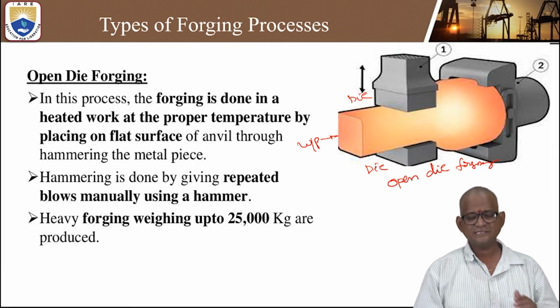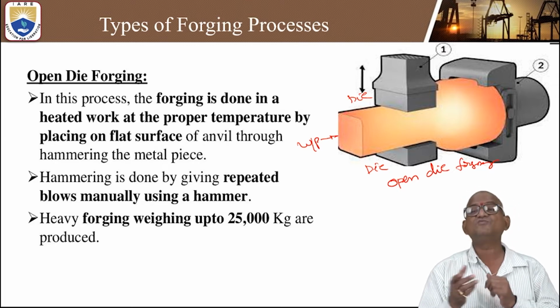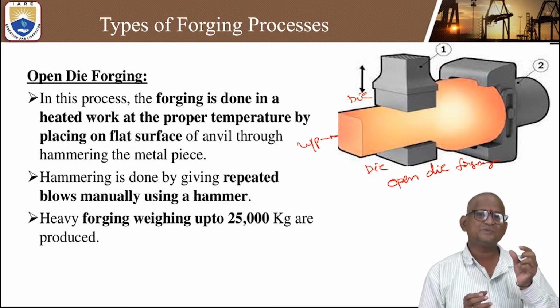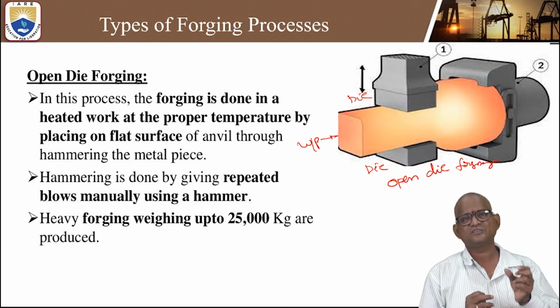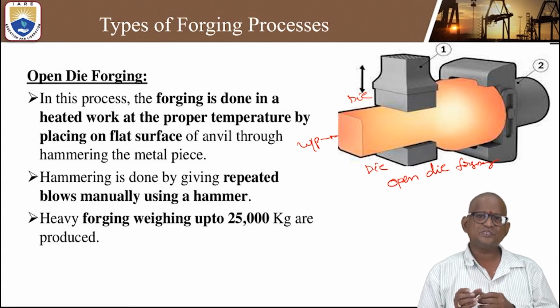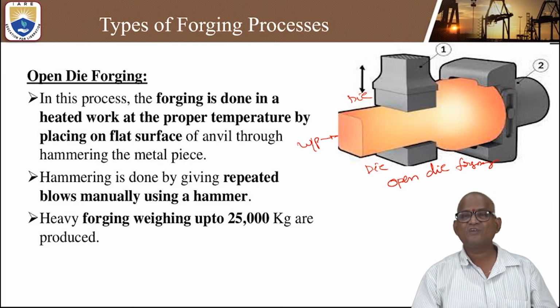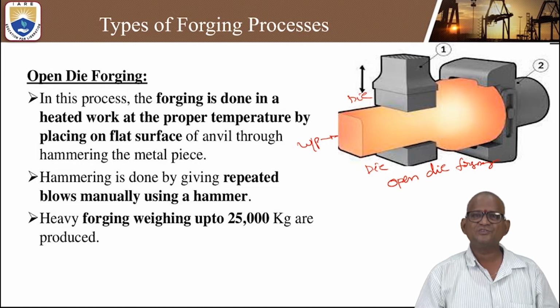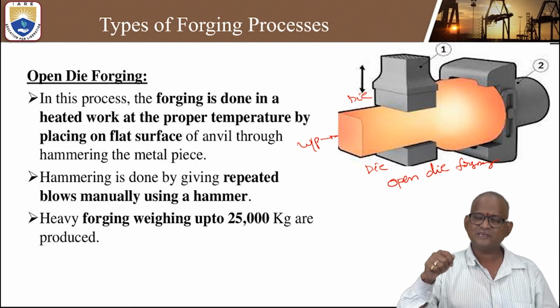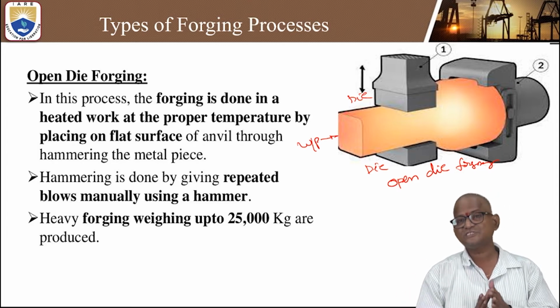Okay, and let us see the open die forging. In this process, the forging is done in a heated work. The workpiece is heated to a red hot condition to achieve the required temperature, and it is placed on a flat surface, known as the anvil, which is the die. Through hammering the metal piece, you can apply a lot of blows and pressure with the help of a sledgehammer, and different types of power presses can also be used to change the shape.